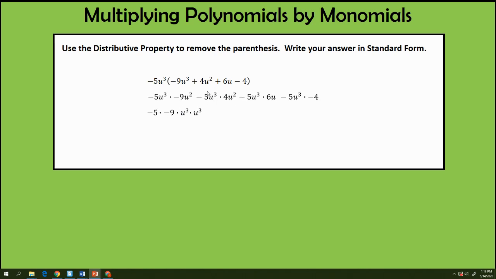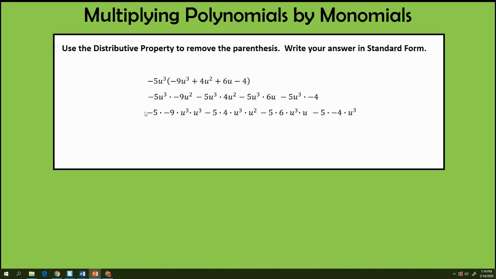This is a product right here, so there are 4 different factors: negative 5 times 4, u cubed times u squared. The next product is right here. I'm going to reorganize that to negative 5 times 6 times u cubed times u. And then finally, my last product: I only have one variable term here, but I have the 2 numbers. So I'm going to make it negative 5 times negative 4 times u cubed. Now, you may not do all this when you're doing these problems. I'm doing it to show you exactly how this works. But let's go back and finish this up.